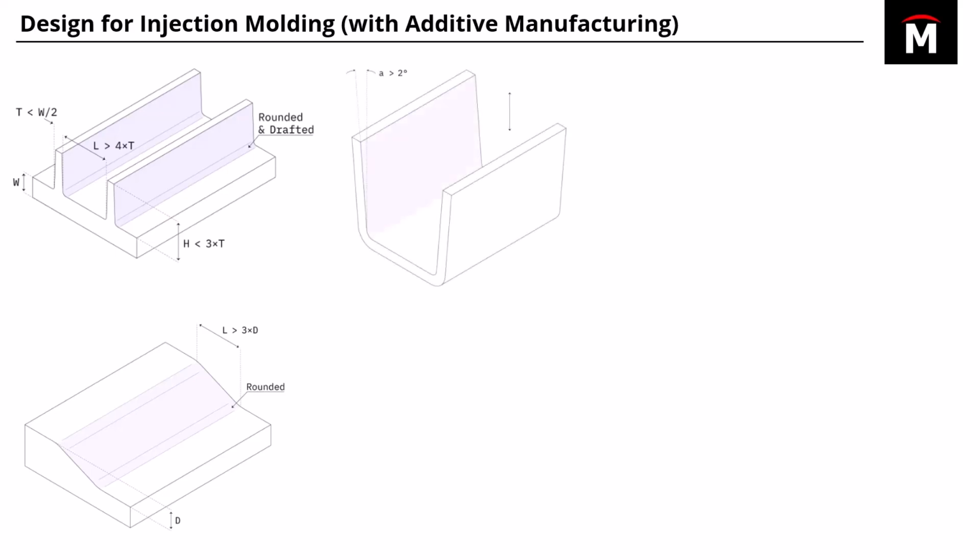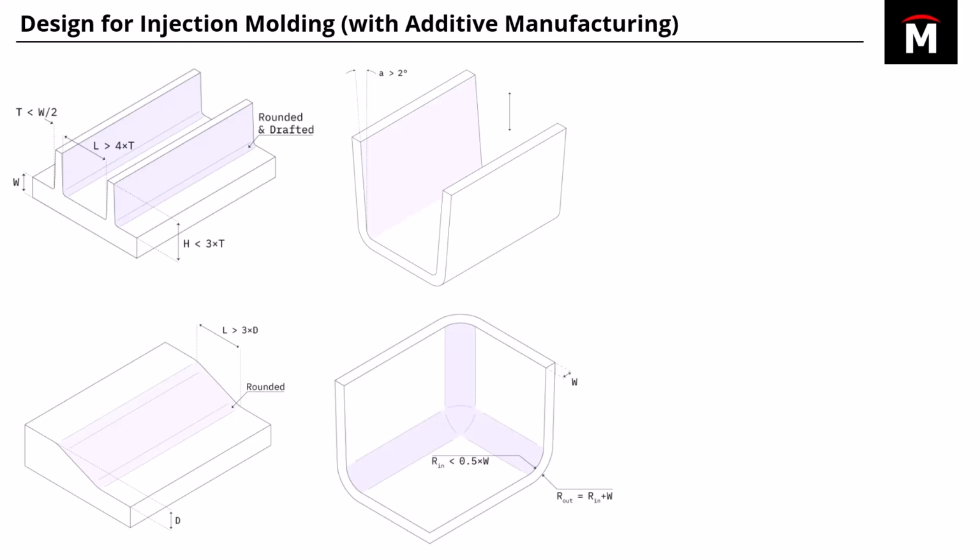Probably the most classic and well-known principle for injection mold design is draft angle. So you want to have a draft angle of at least 2 degrees. The higher you can go, so if you can go up to 3 or 5 degrees, the better, the easier it'll be to remove that part from the mold.